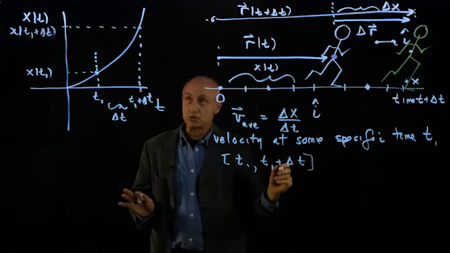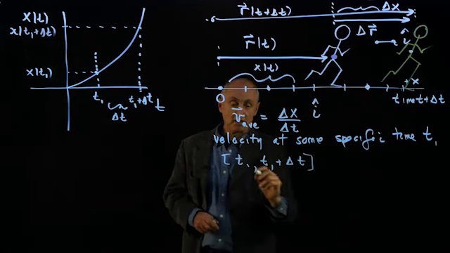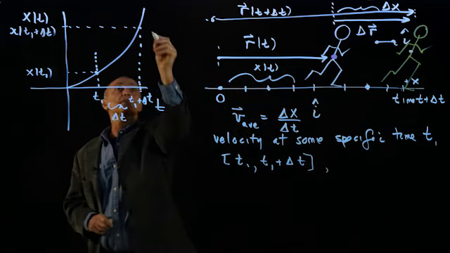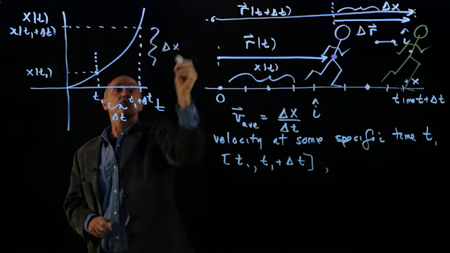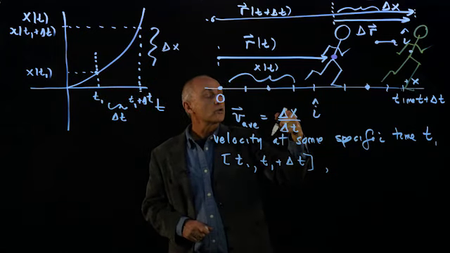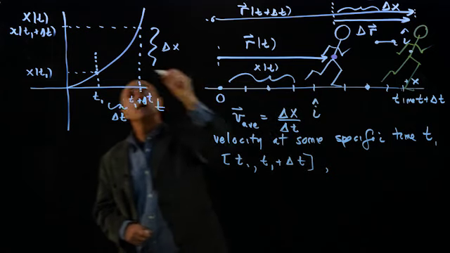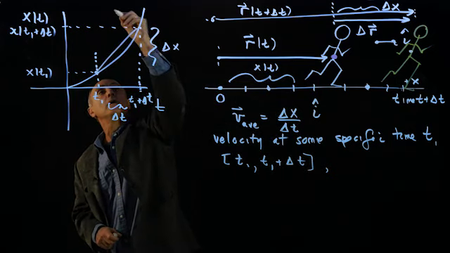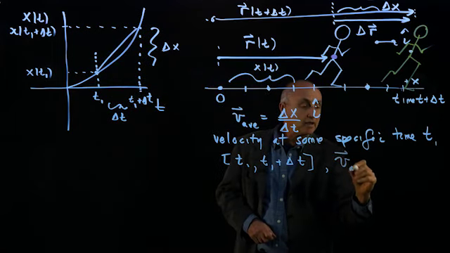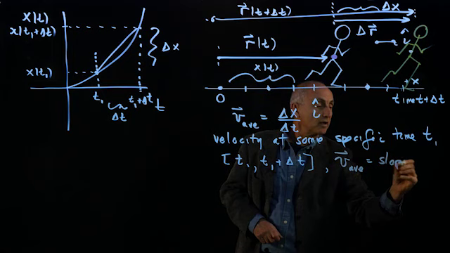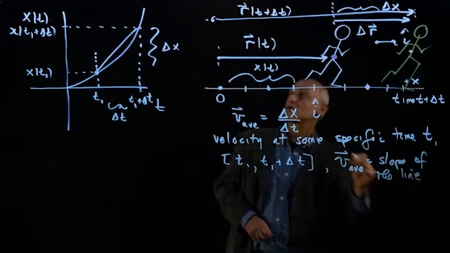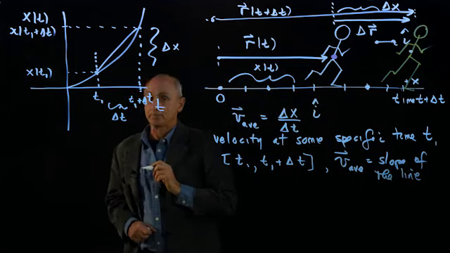Then for this particular time interval, the average velocity represents delta x over delta t. So it's just the rise over run. It's just the slope of this straight line. So for this particular interval, the average velocity is the slope of the line shown here on the figure.